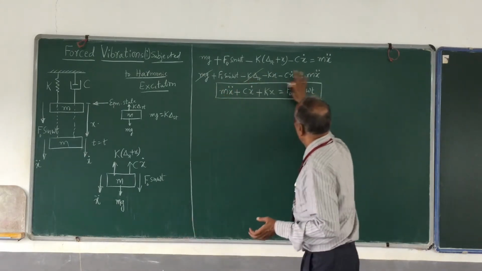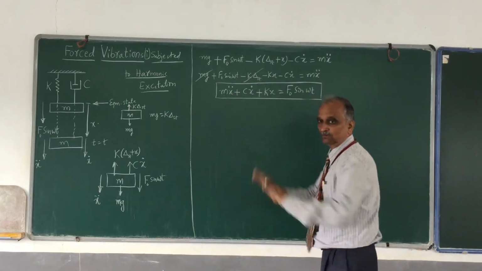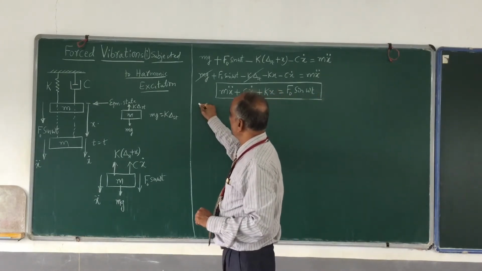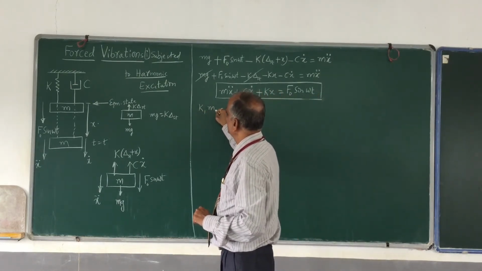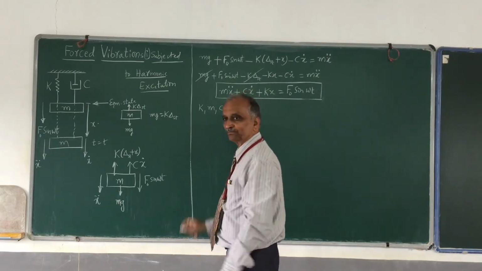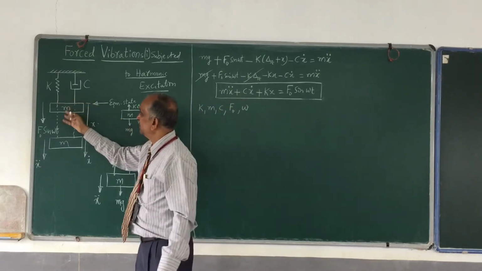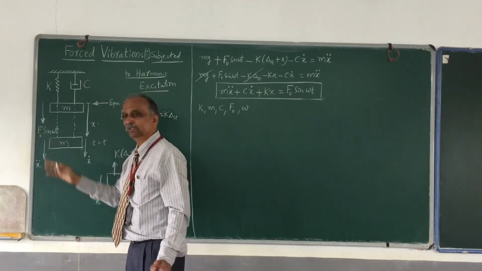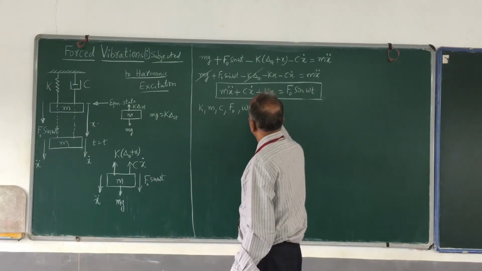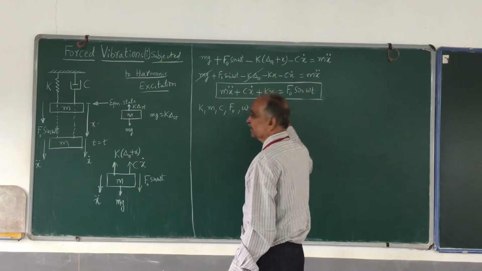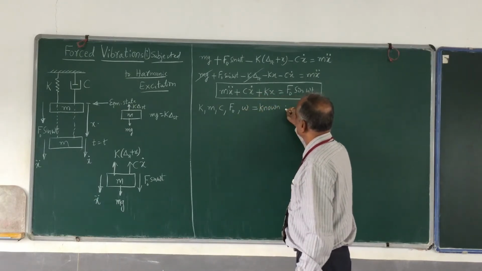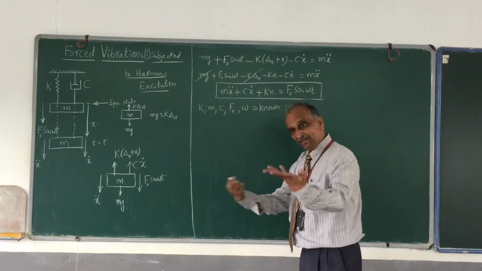I am not going to be happy with this. I want to solve this equation. So what all things do I know? I know k, I know m, I know c, I know f naught, I know omega. That means k, m, c, f naught are all known. In addition, when you know this, you also know some things later on.